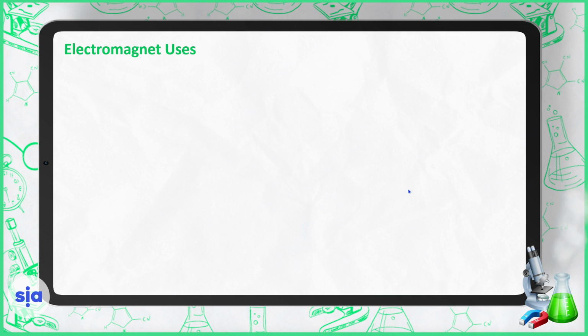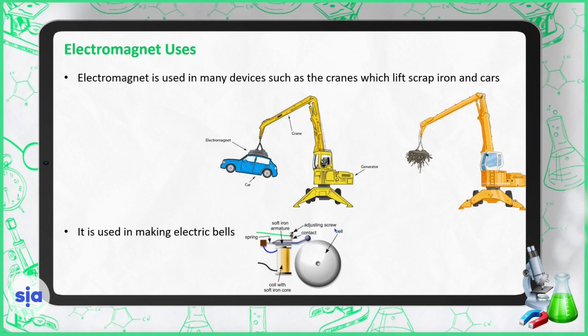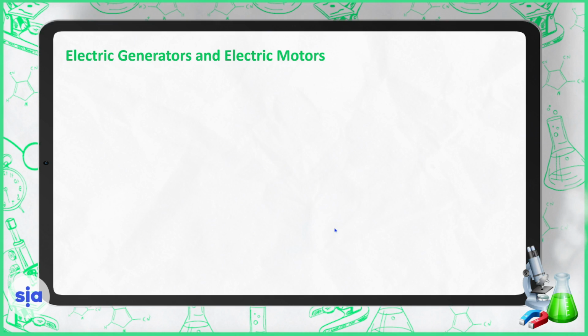What are the uses of an electromagnet? In our life, you can see electromagnets in many devices, such as the cranes which lift scrap iron and cars. This part is an electromagnet. And it is used also in making electric bells. Electric generators and electric motors depend mainly on electromagnetic forces to work.